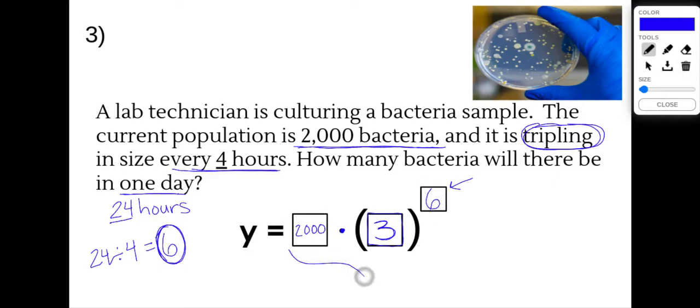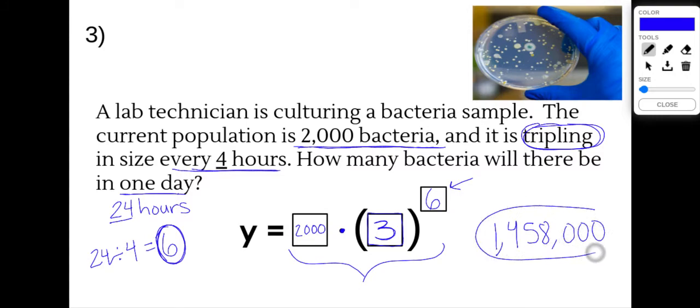So now again, you just type that into your calculator. Let's take the 2,000 bacteria. We're going to triple them 6 times. It's going to be a lot. So the calculator is going to say 1,458,000. Bacteria grow really, really fast, so it does make sense that that would happen. Cool.